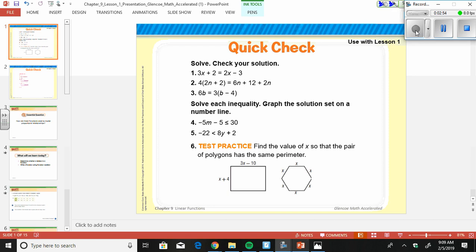So a quick check here of solving. I need to get my x's together. So I subtract 2x. And then I subtract that 2. So that's x equals -5.